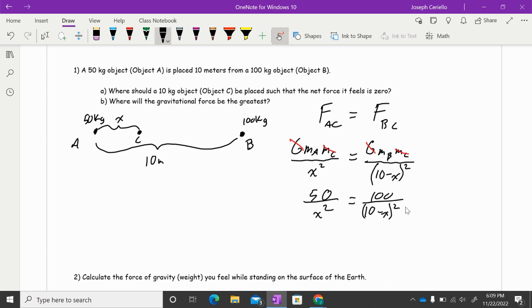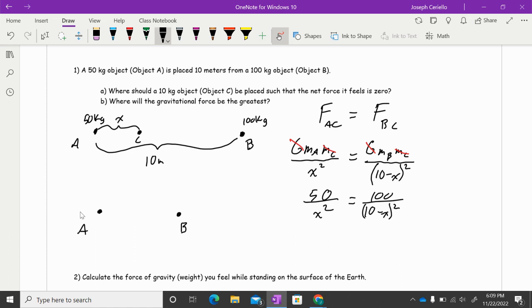Now, where would the gravitational force be the greatest? So if we put it anywhere between A and B, the forces of gravity are going to be in opposite directions. So if we want the greatest force of gravity, if A is here and B is here, where can I place C such that the forces of gravity are helping one another? Again, if I put it between A and B, the forces of gravity are going to be pulling in opposite directions.